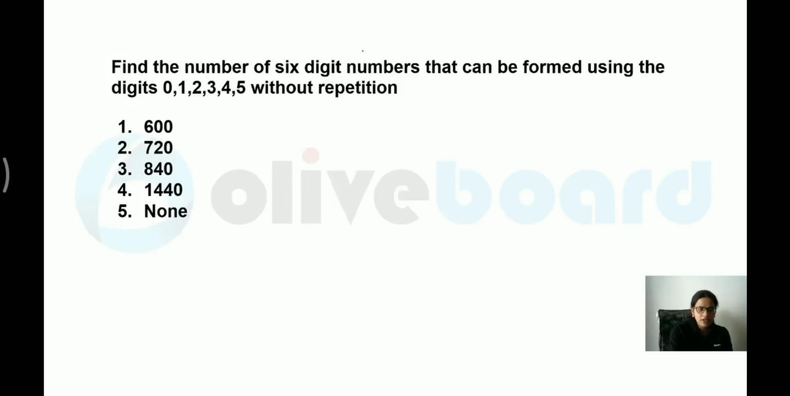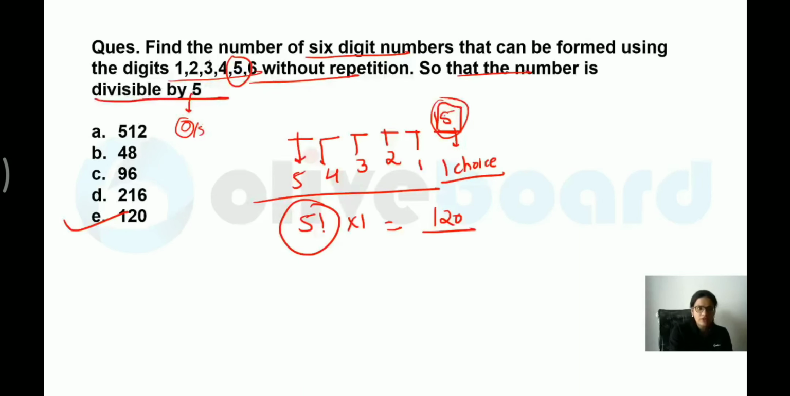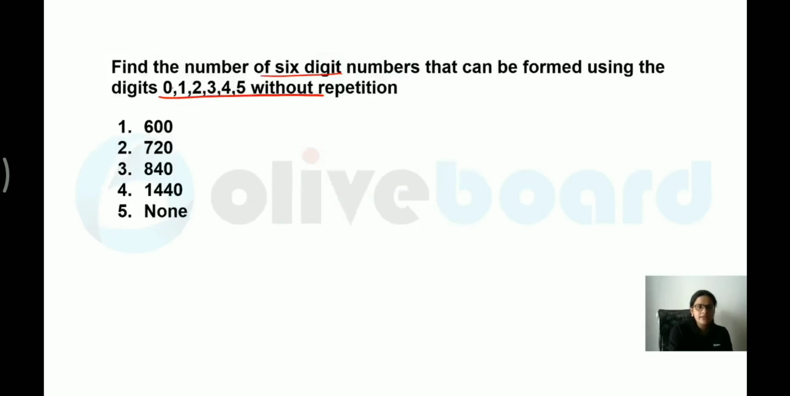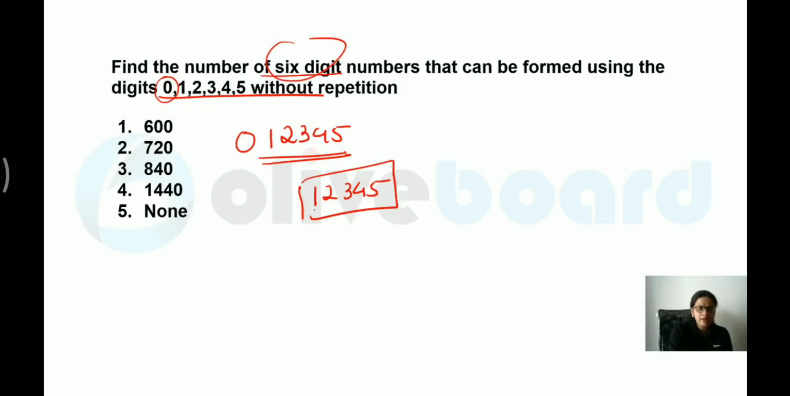Next one. Now here it is very important. What is asked in your question? Find a 6-digit number that can be formed using the digits without repetition. Now here if you observe, instead of 1, 2, 3, 4, 5, 6, the numbers are 0, 1, 2, 3, 4, 5. So 0 is also there. Now this is very important when I am talking about 6 digits. Suppose I write 0, 1, 2, 3, 4, 5 as the number. What is this number? It is nothing but 12,345. Is it a 6-digit number? No, it is not at all a 6-digit number.